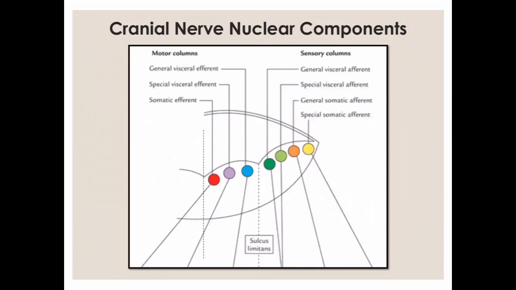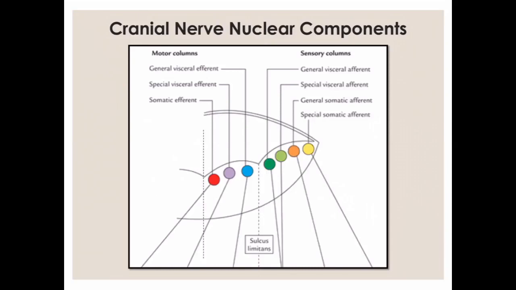So in red, now I'm going to go from medial to lateral, okay? So in red we have the general somatic efferent. In light purple you have the special visceral efferent. Special, remember? It comes in between the two. Then in light blue you have the general visceral efferent. Then you have the sulcus limitans. Then lateral to that you have the general visceral afferent.